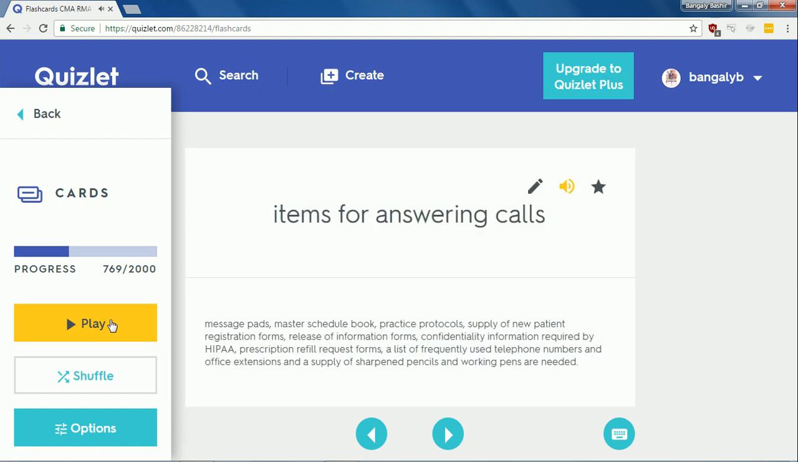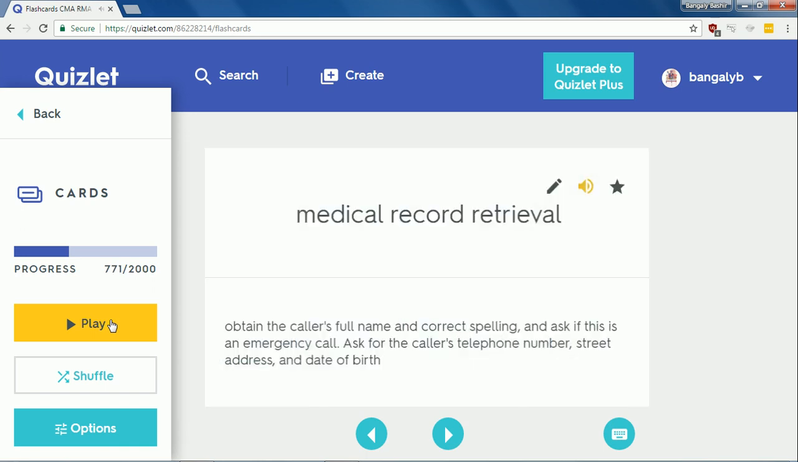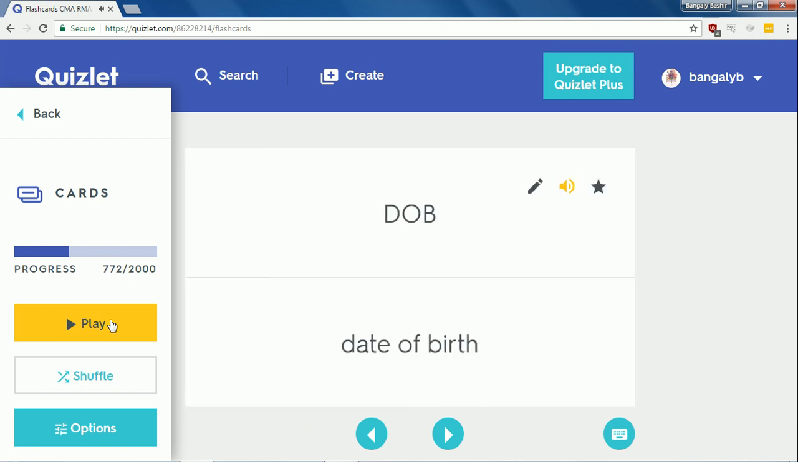Items for answering calls. Facility. When answering incoming calls, the name of the facility should be clearly identified as well as the name of the person with whom the caller is speaking. Medical record retrieval. Obtain the caller's full name and correct spelling and ask if this is an emergency call. Ask for the caller's telephone number, street address, and date of birth. DOB. Date of birth.